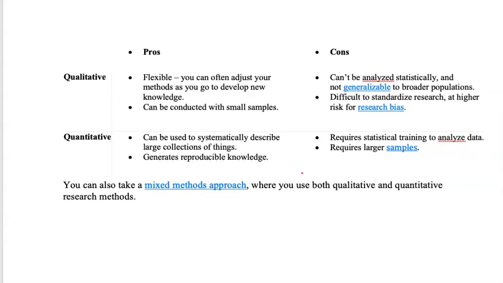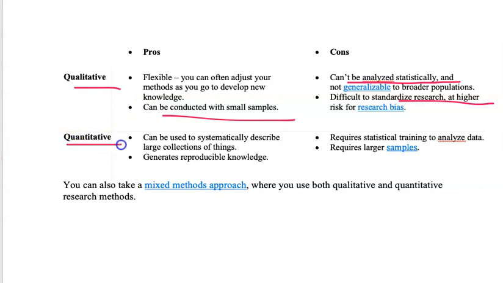So there are pros and cons of both qualitative as well as quantitative data. The pros of qualitative data is that it is flexible. You can often adjust your methods as you go to develop your new knowledge. It can be conducted with a small sample of the data. But at the same time, there are cons also. It cannot be analyzed statistically and cannot be generalized to a broader population. It is difficult to standardize research, and there is a higher risk of research bias in qualitative data.